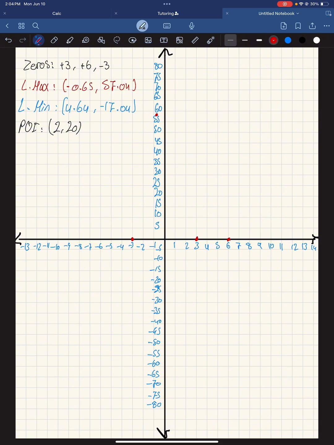And then my minimum would be at 4.64 at negative 17.04. So I need to go to 4, and 4.64 is somewhere around here. I need to go all the way down to negative 17.04, which is going to be approximately around here.